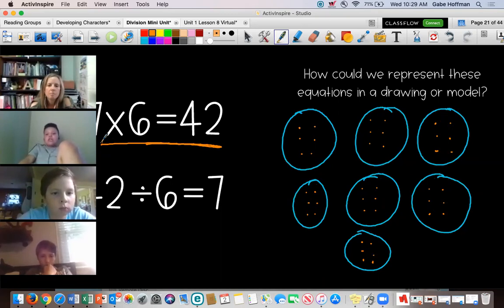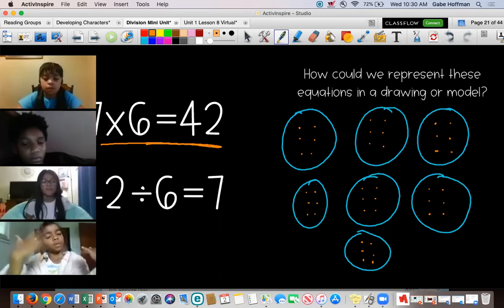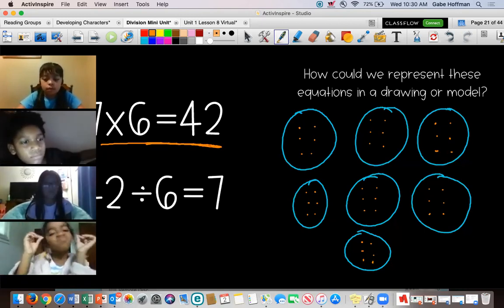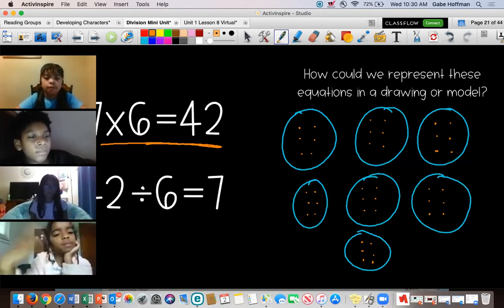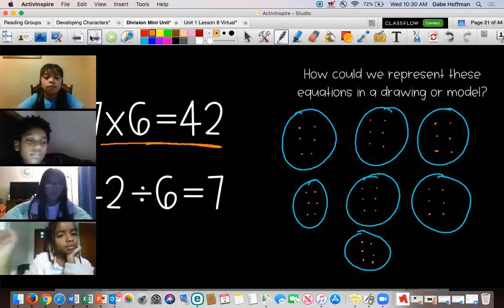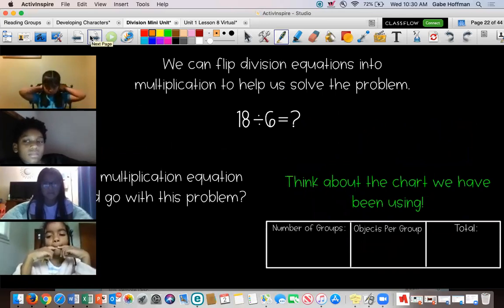Now I can also use this same model to look at the division problem below, because we're using the same numbers. So 42 divided by 6, I took my total of 42 dots, and I put 6 in a group. And if I put 6 in a group, then I would have 7 groups, right? Okay, so that's how I can represent a different equation, the division and the multiplication, using the same method, okay? Okay, so we can flip division equations into multiplication to help us solve the problem.